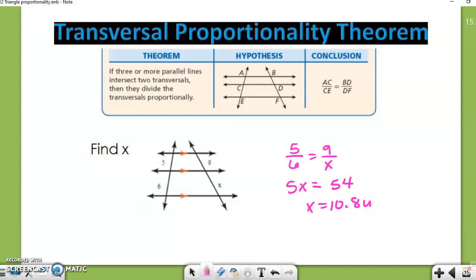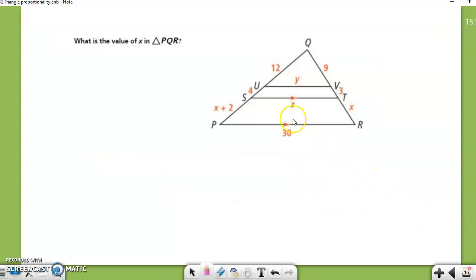Okay, let's try some more examples. It says, what is the value of x in triangle PQR? Now I know that these right here are parallel, so it's cutting these lines proportionally. I've got that. I also know that if I can cut it proportionally, that these are also going to work, as far as like I could add 12 plus 4 if I wanted to.